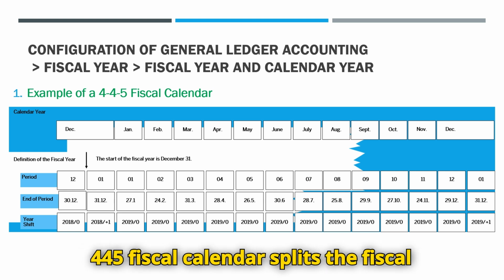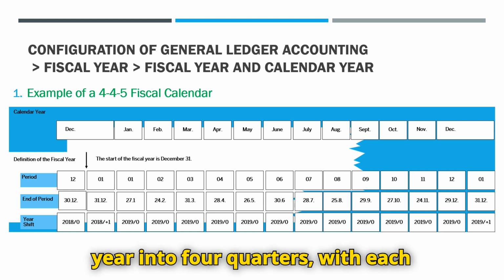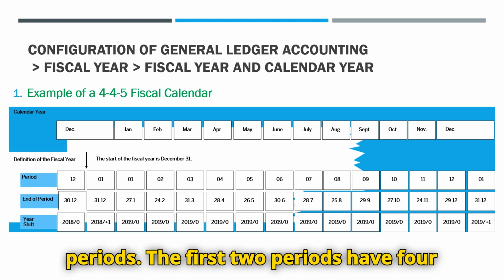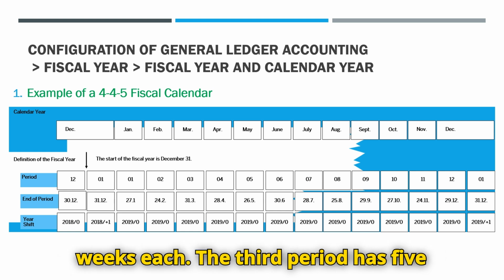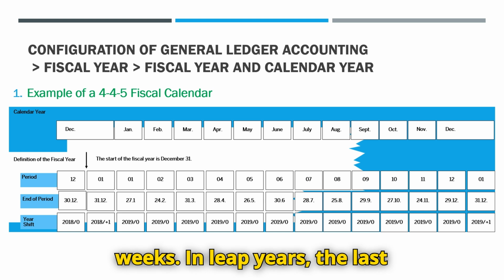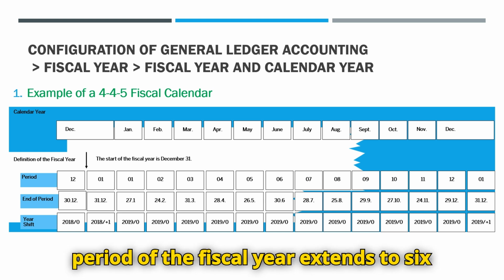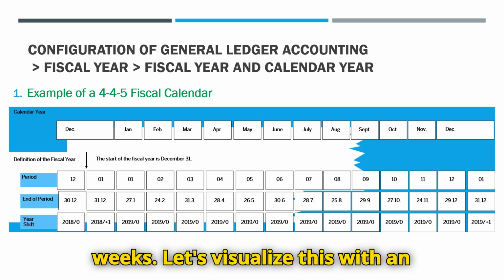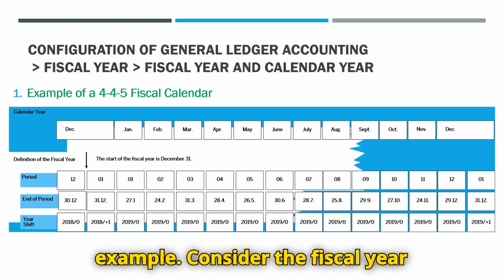The 445 fiscal calendar splits the fiscal year into 4 quarters, with each quarter divided into 3 fiscal periods. The first 2 periods have 4 weeks each. The third period has 5 weeks. In leap years, the last period of the fiscal year extends to 6 weeks. Let's visualize this with an example.